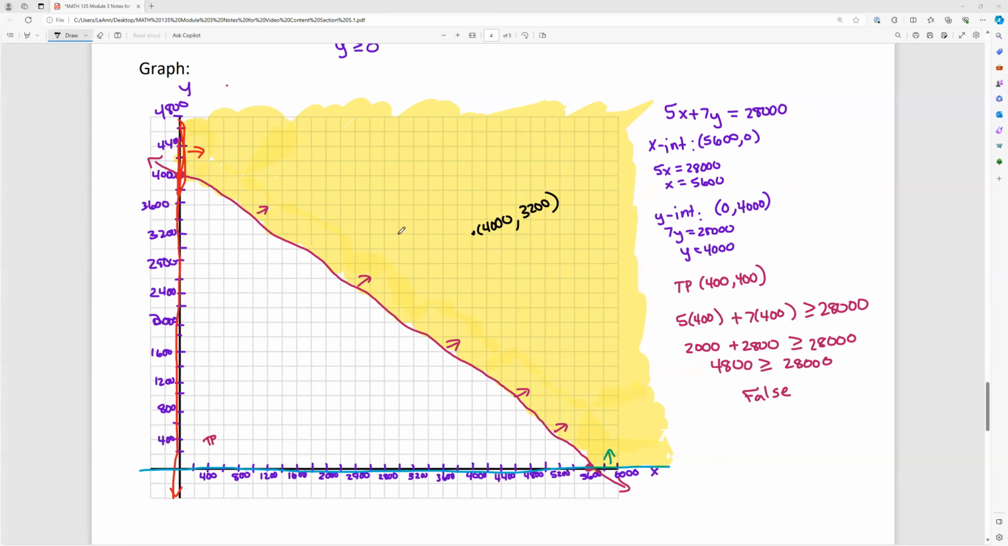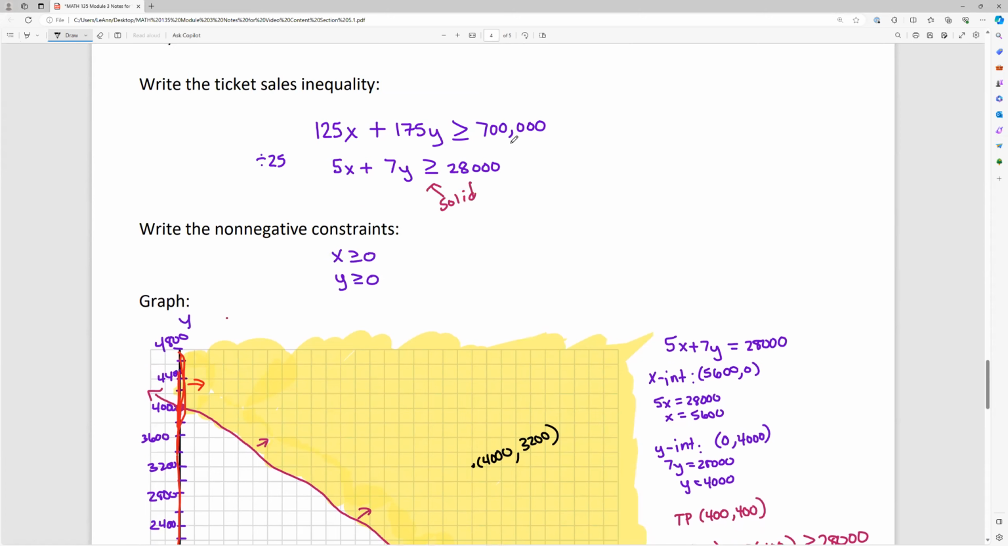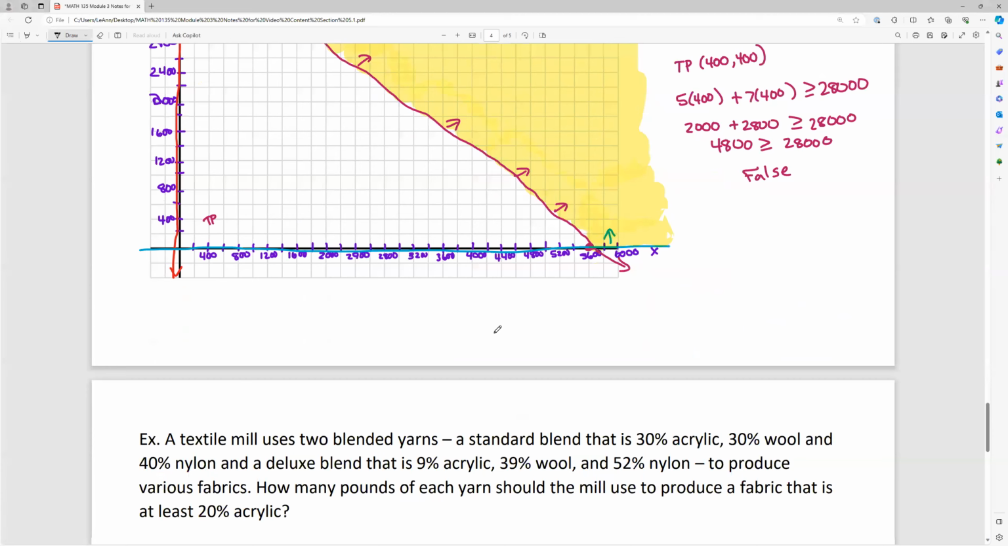So if we plug that in, 5 times 4,000 is 20,000, plus 7 times 3,200, that's going to give me a total of 42,400. So they would be above that 28,000. Every single point in this yellow shaded region is true for our inequality of ticket sales and the non-negative constraints. Okay. All right.